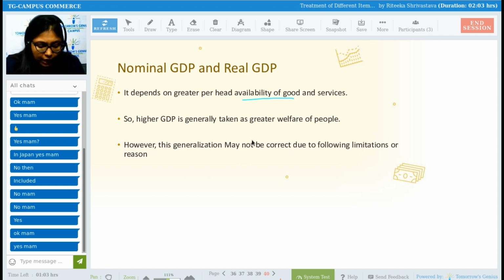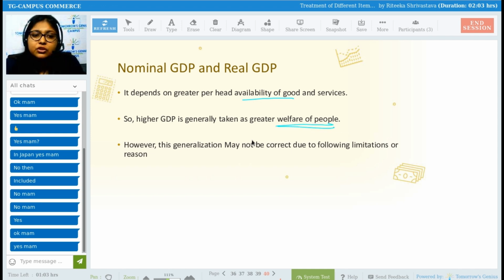Whereas GDP means what? The availability of goods and services. And welfare means, are those goods and services available to each and every individual who is there in the economy or in the country? If yes, then the welfare of the country is good, your economy or country situation is good. Higher GDP is generally taken as greater welfare of the people.